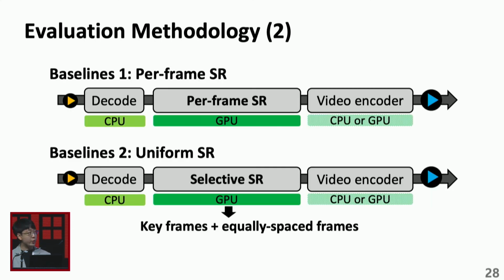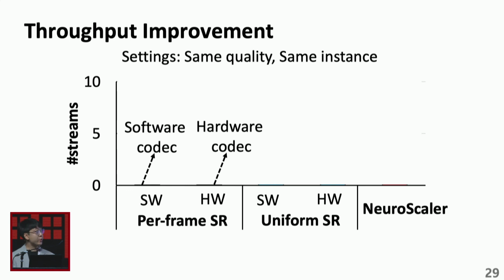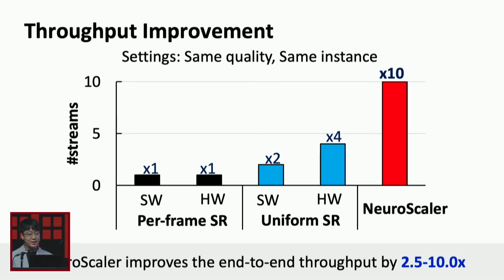Next, we compare NeuroScaler with two baselines: per-frame SR that applies per-frame super resolution and video encoding, and uniform SR that applies selective super resolution to keyframes and equally spaced frames and encodes the outputs as above. To demonstrate throughput improvement, we measure the number of streams that can be processed in real time under the same quality and the same instance. For each baseline, we tested the performance on two cases, where a hardware codec is available and unavailable. Note that NeuroScaler's hybrid codec does not depend on specialized hardware features. And this is the average result across the 6 videos.